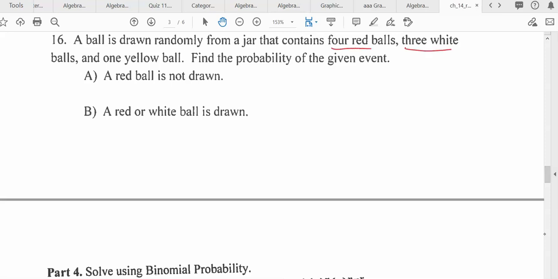So it's 4 red, 3 white, and 1 yellow, so a total of 8 balls. A red ball is not drawn, so I don't want red, so there are 4 balls that are not red, so 4 out of 8, or 1/2. A red or white, so I'm happy with red or white, so a red there are 4, white there are 3, so that would be 7 out of 8.